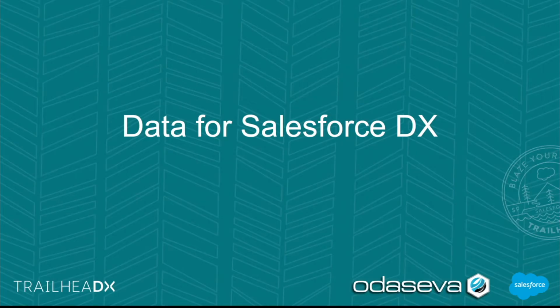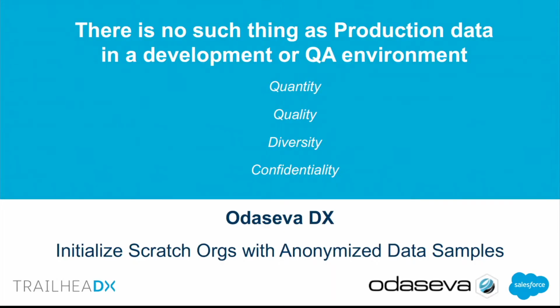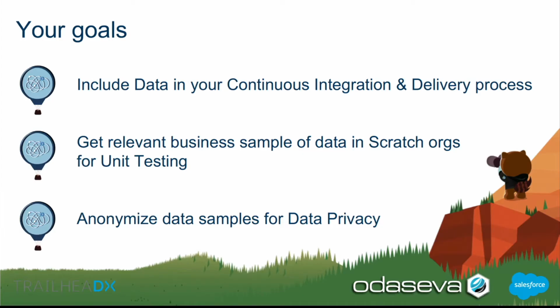So now let's jump to the new product that we are launching. As you have seen, we have multiple layers in our platform, but today we are going just to talk about a simple use case, which is creating a data sample and anonymizing it. So you know that there is no such thing as production data in a development QA environment. Multiple reasons: quantity, quality, diversity, confidentiality. And this is why our product allows you to solve that particular challenge.